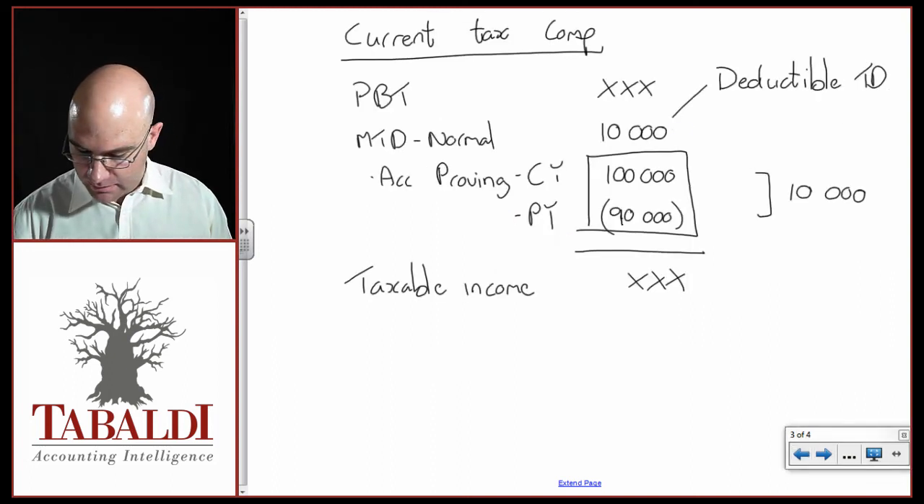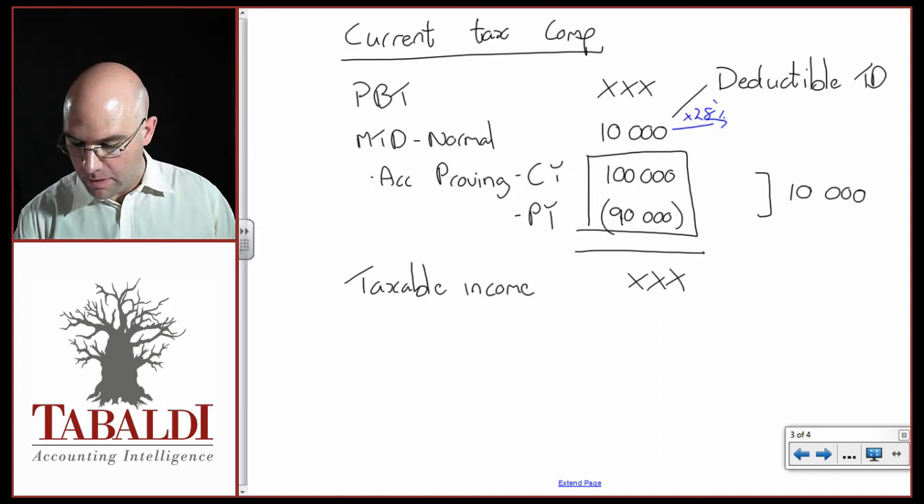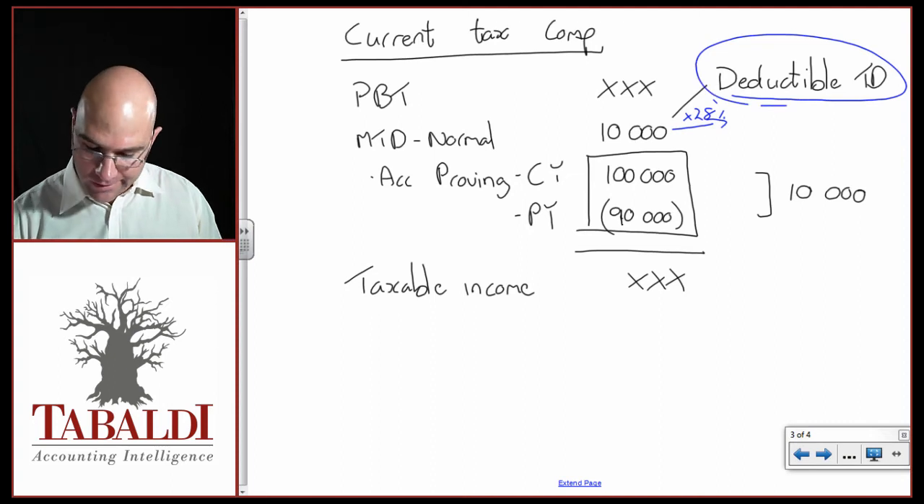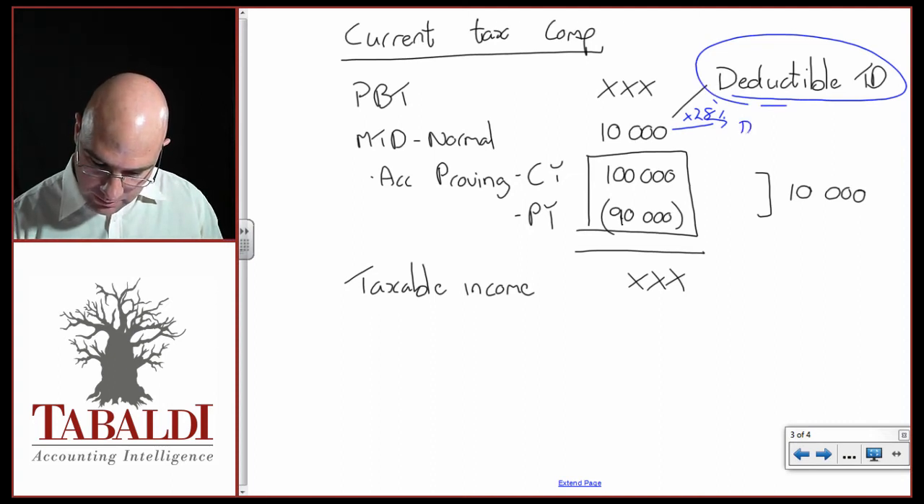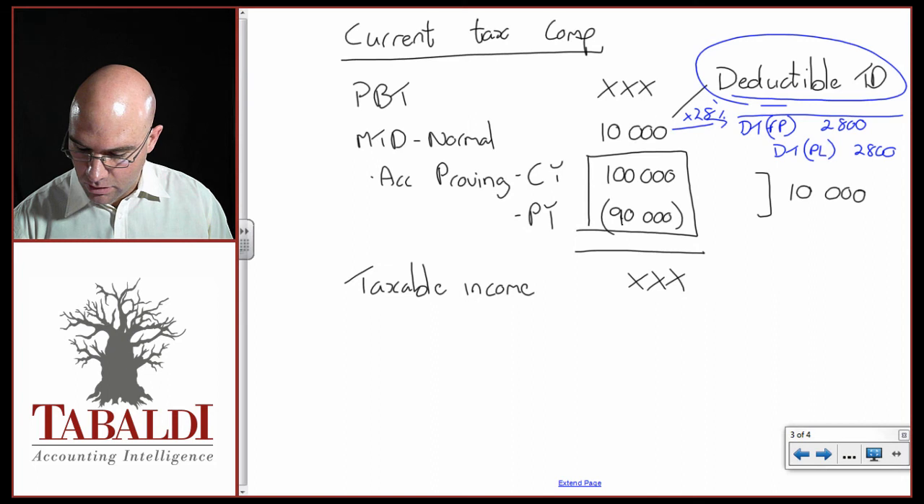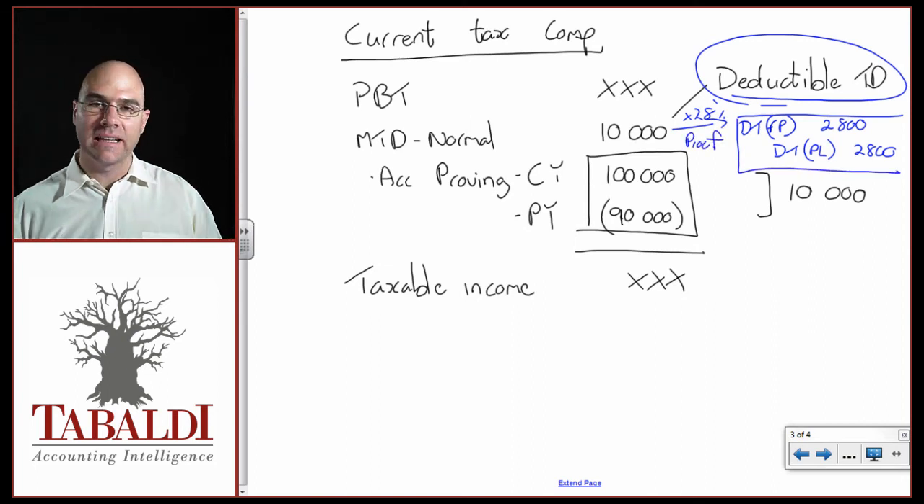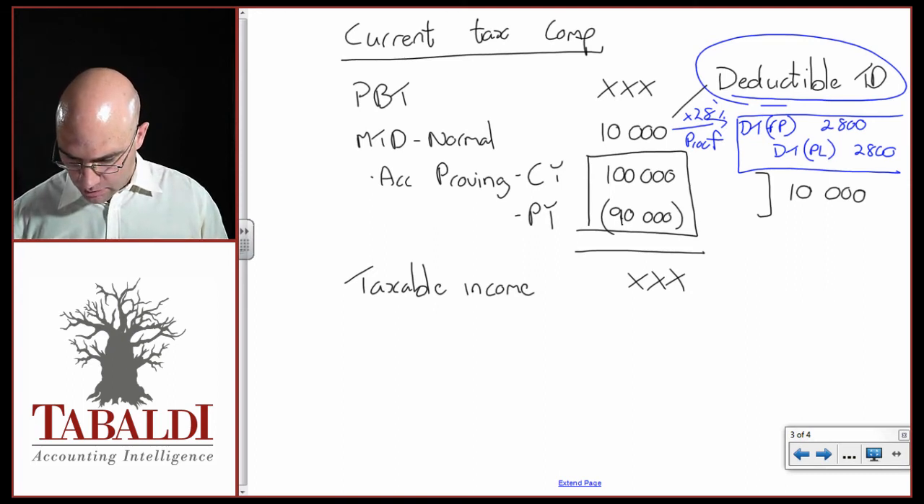So that 10,000 times by 28%, remember it was a deductible temporary difference, so debit deferred tax, financial position, 2,800, credit deferred tax, profit and loss, 2,800. So my proof works out perfectly, exactly the same. So you'll need to filter that through to your notes.